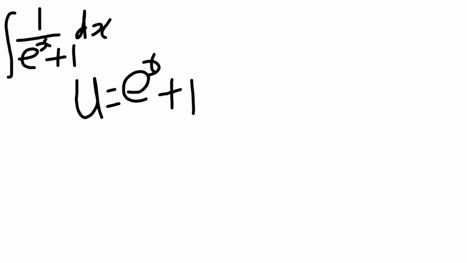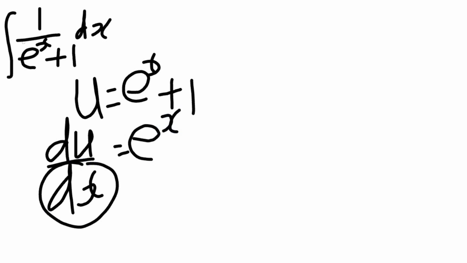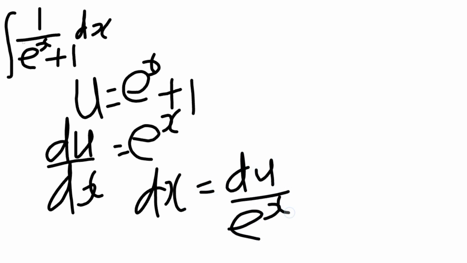So what do we get when we differentiate u with respect to x? Let's do it. If we differentiate u with respect to x, which is du over dx, the derivative of e raised to the power of x is still e raised to the power of x. We're going to be writing e raised to the power of x. And making dx the subject of the formula, we get dx equals du over e raised to the power of x.